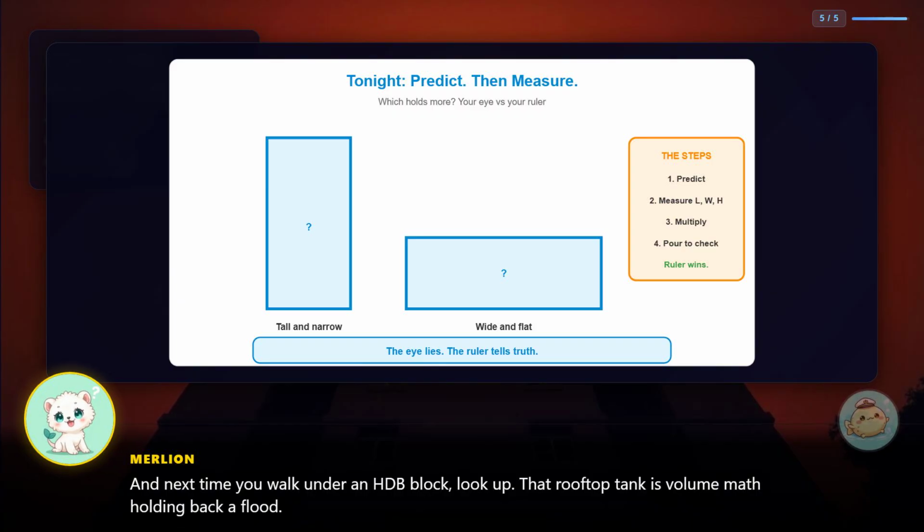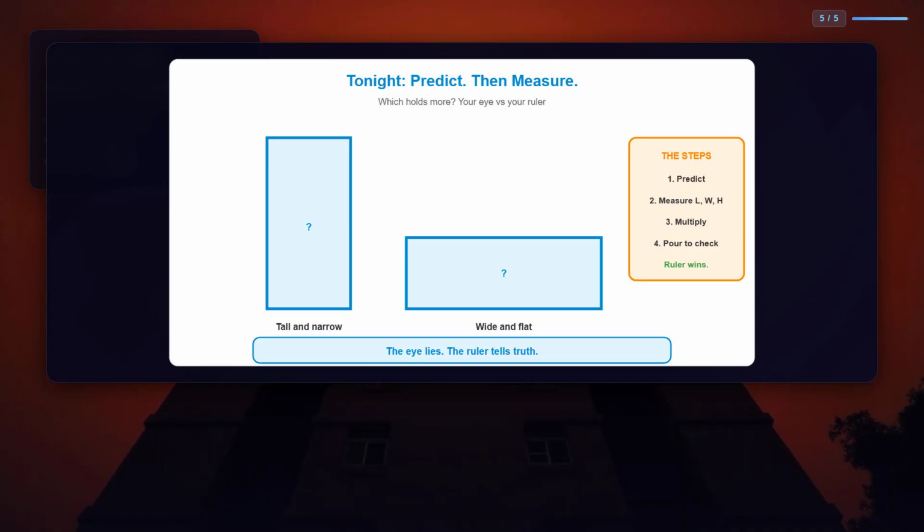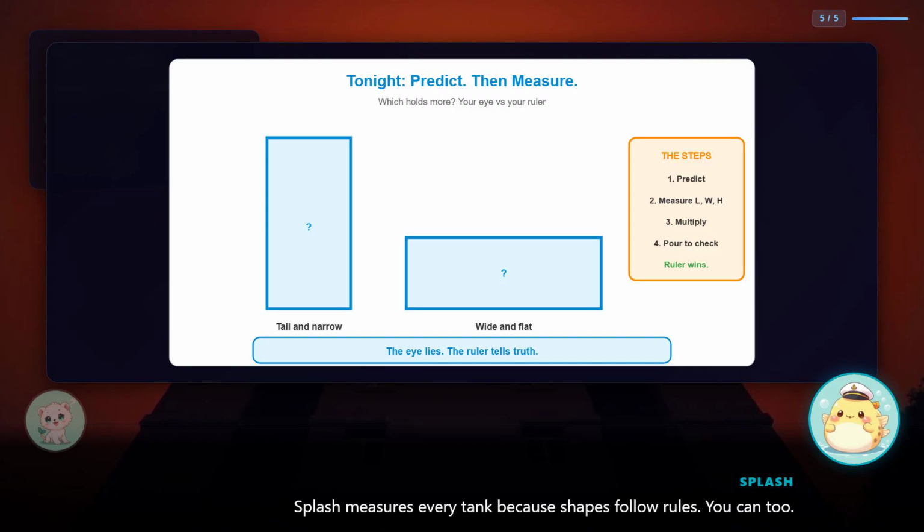And next time you walk under an HDB block, look up. That rooftop tank is volume math holding back a flood. Splash measures every tank because shapes follow rules. You can too.